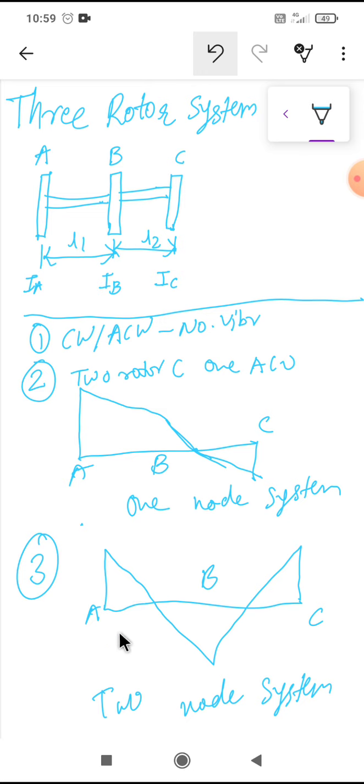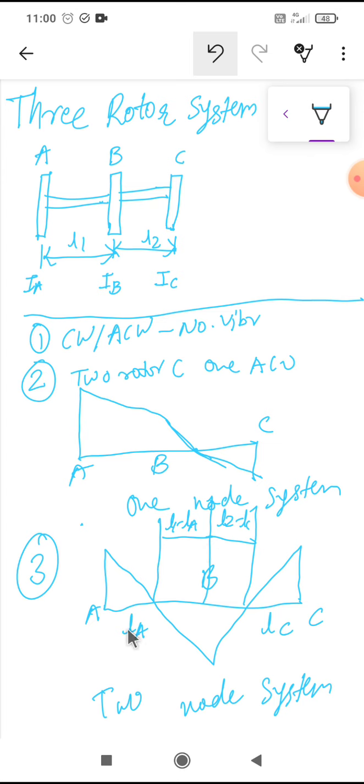The length from rotor A to the first node we will call LA, and the length from the second node to rotor C we will call LC. Suppose I want to find the remaining length. We know that from rotor A to rotor B the total length is L1, so this length will be L1 minus LA. Similarly, the total length from B to C is L2, so subtracting LC, we get L2 minus LC. This is the length from rotor B to both the nodes. This is a two node system, and we are going to discuss this two node system only today.